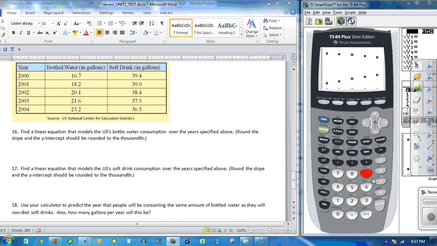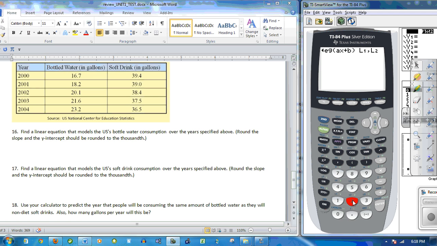Okay, so that's some button work here that you need to follow along with. So what I'm going to do is do it for the bottled water data first, which is my L1, L2 data. So I'm going to hit Stat, right arrow for Calculate, number 4 for linear regression. Okay, you notice it's going to give me an equation of the form ax plus b, also known as mx plus b, so I'll get a linear equation from this calculation. Enter. Takes me back to my home window. Then I'm going to hit second L1, comma, second L2.